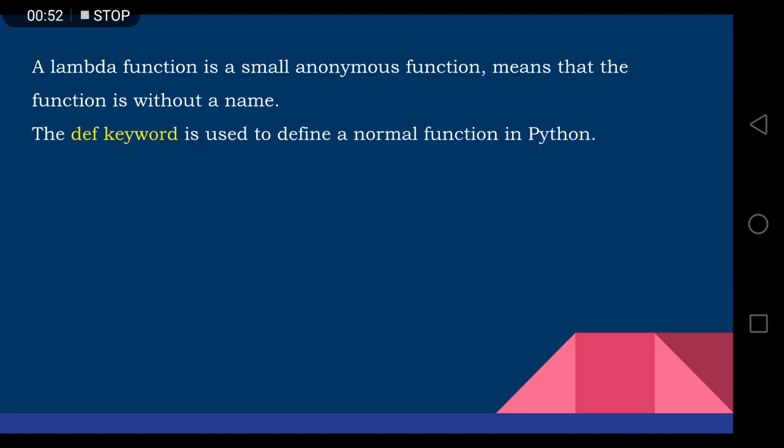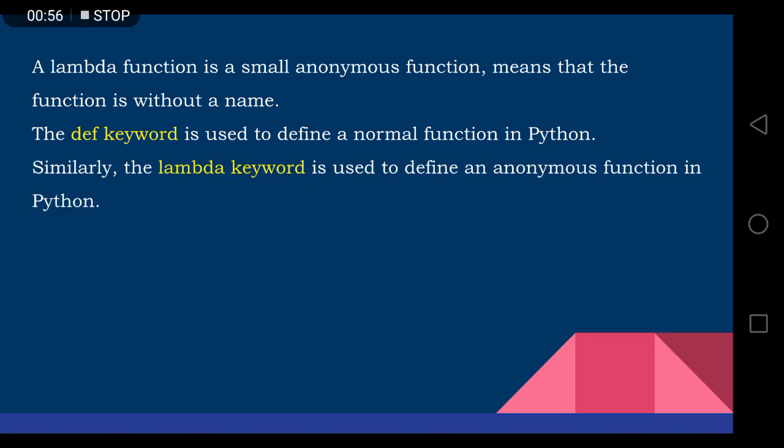The def keyword is used to define a normal function in Python. Similarly, the lambda keyword is used to define an anonymous function in Python. As we use the keyword def, here we use the keyword lambda. So when the keyword lambda is used, it denotes an anonymous function.